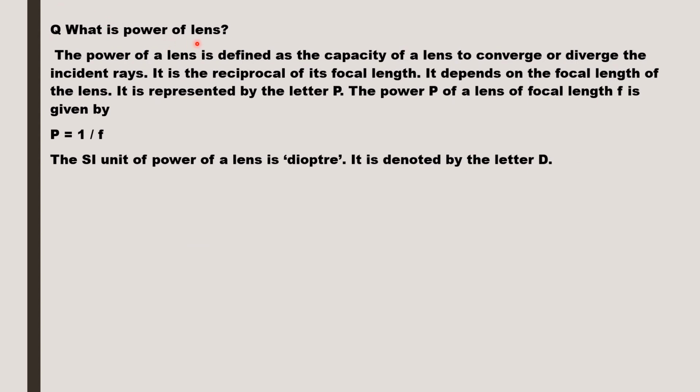What is power of a lens? This definition is very important. Power of lens is defined as the capacity of a lens to converge or diverge the incident rays. It is the reciprocal of focal length, which is taken in meters. So power of lens P is equal to 1 upon f. What is the unit of power of lens? Diopters. How is it denoted? It is denoted by capital D.